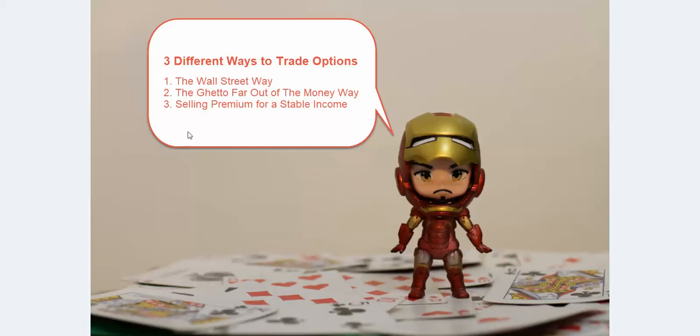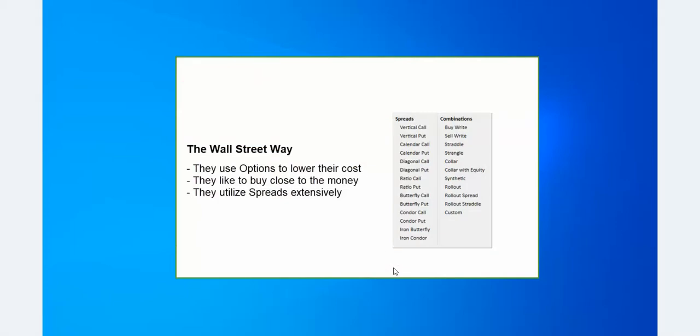So the number one way is the Wall Street way. The number two is the out of the money way, and then number three is selling premium for a stable income. I won't go too in depth with that, but I will go over it quickly. Okay, so let's go.